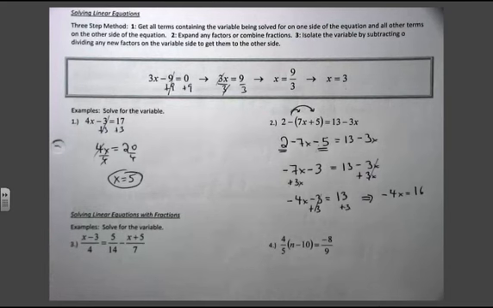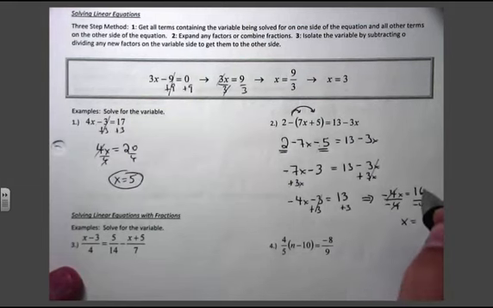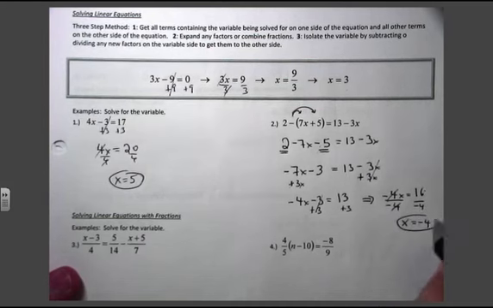And then what's your last move to get the x by itself? Divide by negative 4. This cancels, leaving me with x equals, what's positive 16 divided by negative 4? Negative 4. And there's my solution.